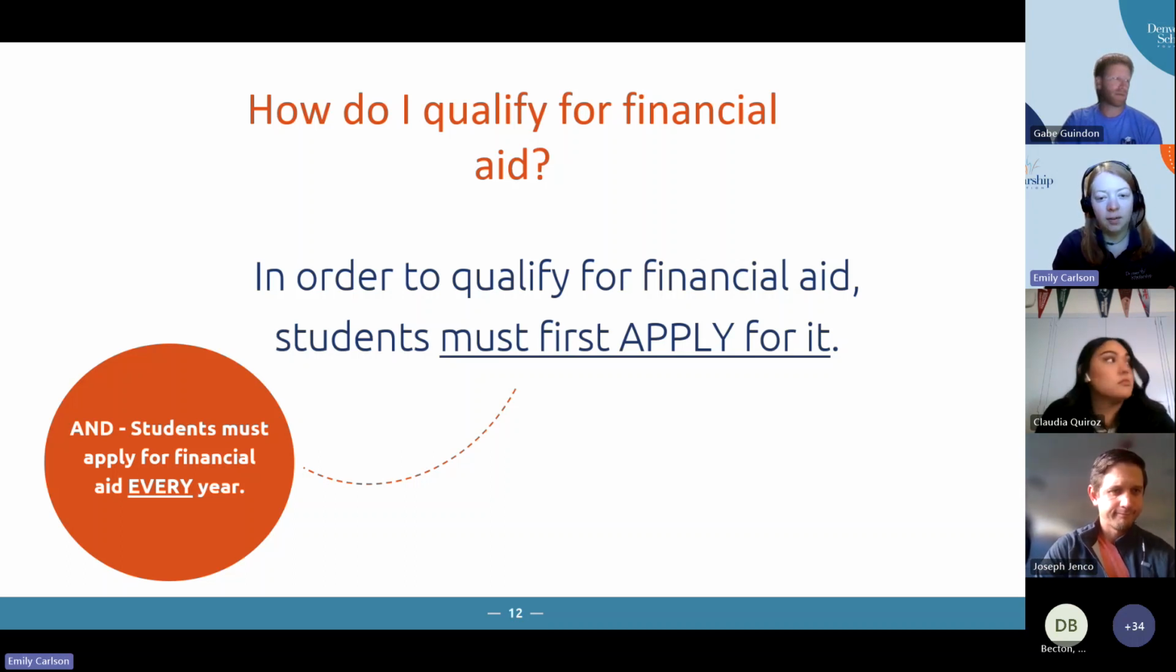So yes, the first step in getting financial aid is applying for it. And this is something that students have to do every year. So it's not just something that they do when they're seniors in high school, it's every year that they are in college as well.